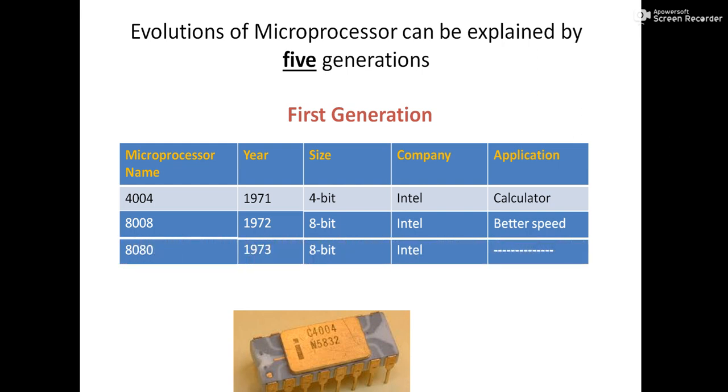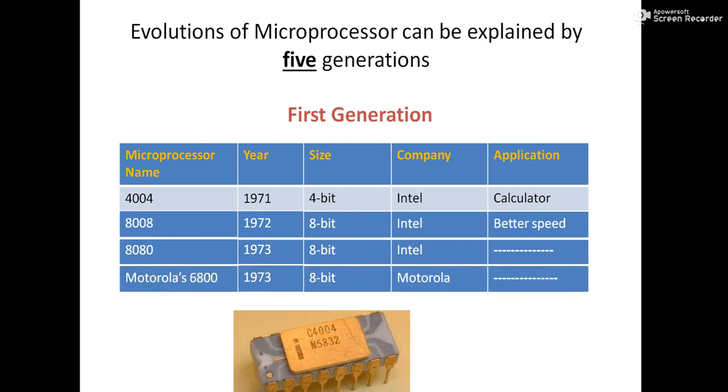In 1973, Intel again introduced one more microprocessor of same size 8-bit, and the name of the microprocessor was 8080. In the same year, Motorola also introduced microprocessor, that is 6800, which is of 8-bit size. This is all about first generation of microprocessors. Now we will move to the next generation, that is second generation.